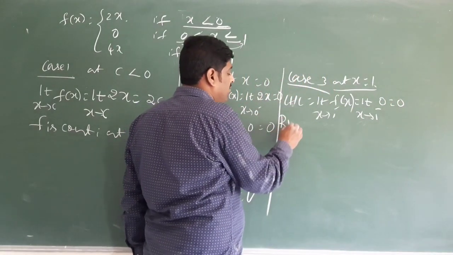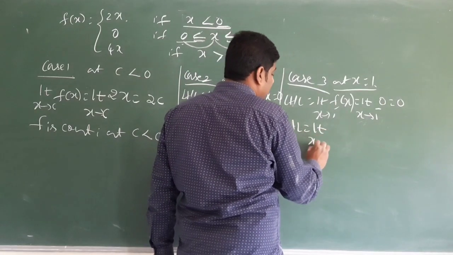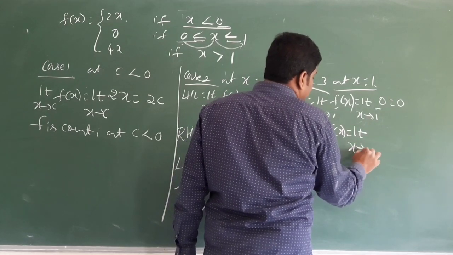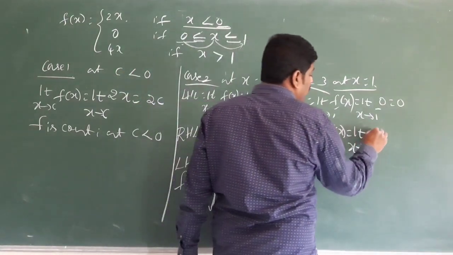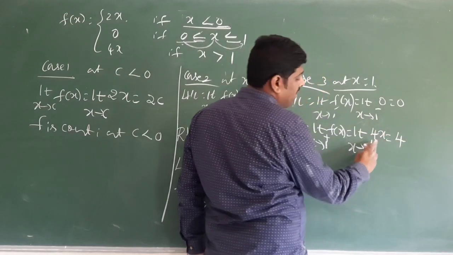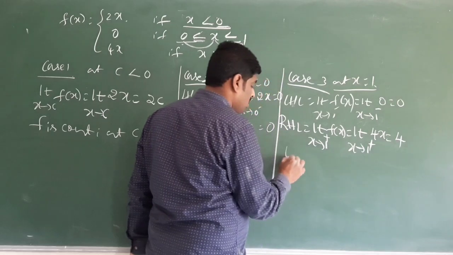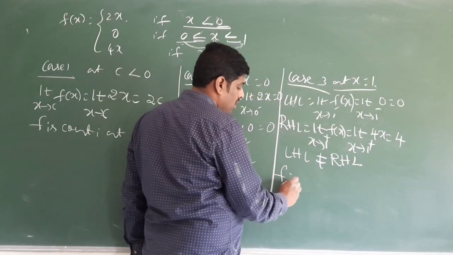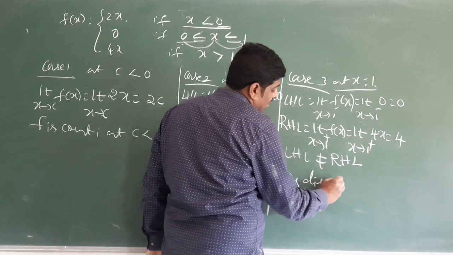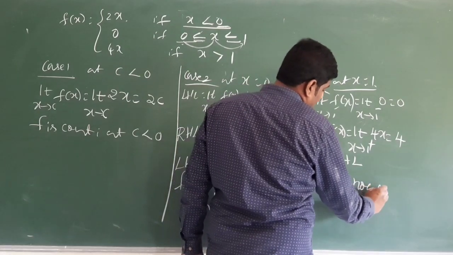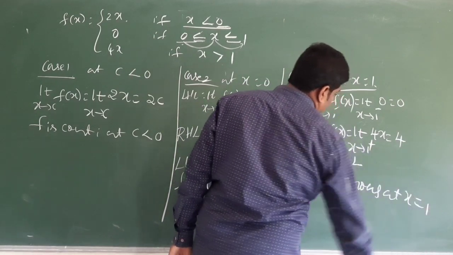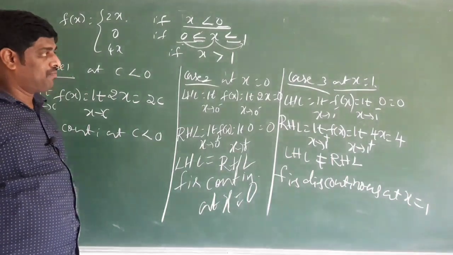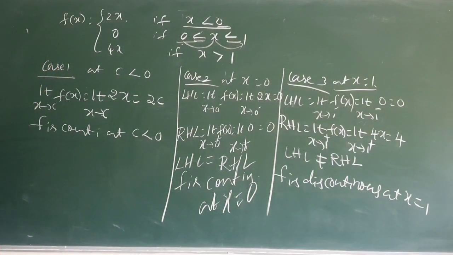Now come to RHL. RHL is equal to limit x tends to 1 plus f of x is equal to limit x tends to 1 plus, what is f of x? 4x. Therefore, substitute the limit. 4 into 1 is 4. Therefore, 4. LHL not equal to RHL. Therefore, f is discontinuous. f is discontinuous at x is equal to 1. Okay, and remaining two cases are there.